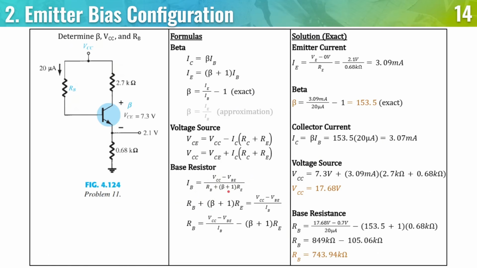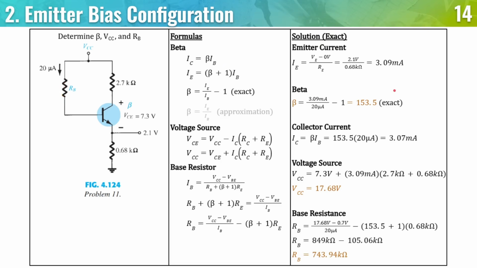So you can shuffle this formula, multiply this, and then isolate RB. You're going to get this formula. So VCC minus VBE is this part all over IB minus (beta plus 1) times RE. So following all of that, you're going to get the final answer of 743.94 kilo ohms as the base resistor.